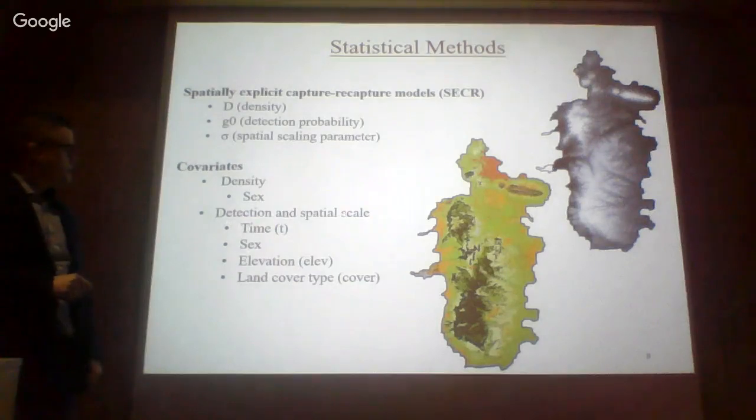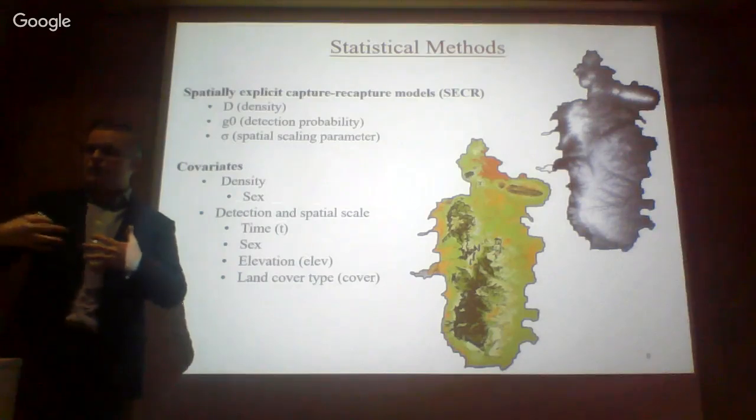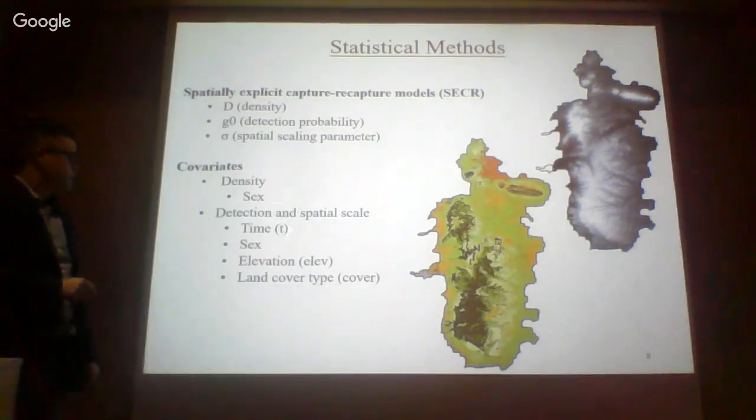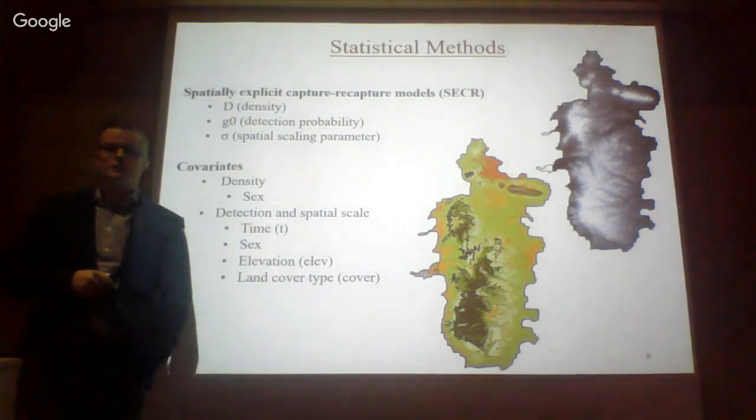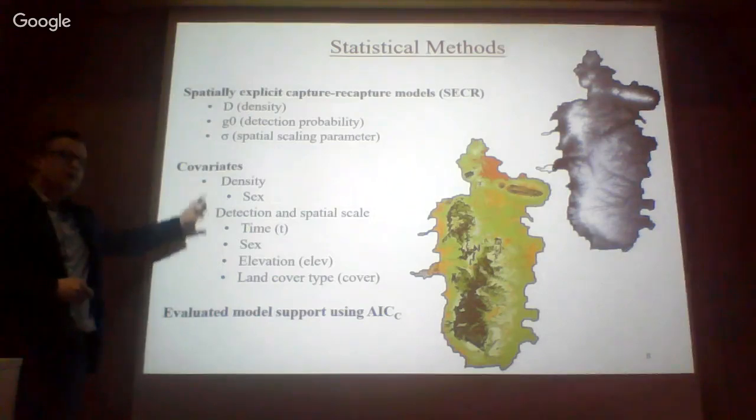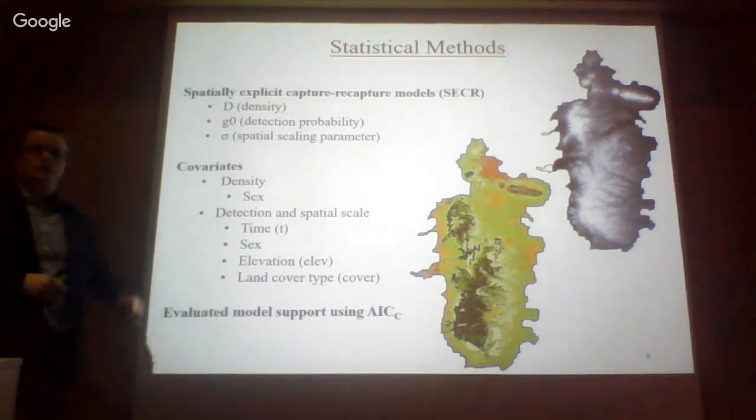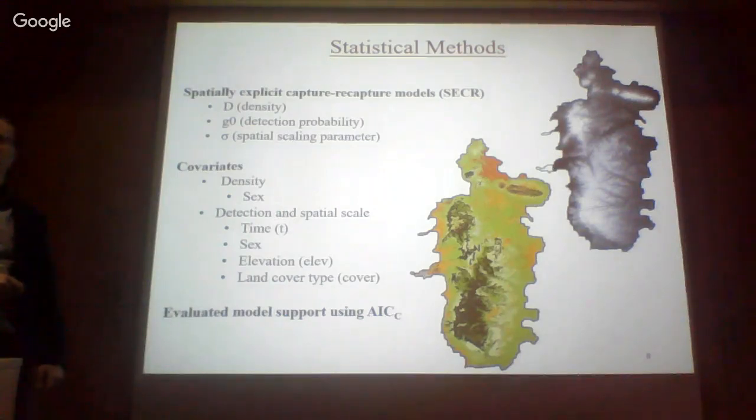And then we thought that our ability to detect individuals, as well as how that spatial gradient decline might be influenced by just time across the summer as well as the individual sex. And then elevation or land cover type, which we tried to use as a proxy for the distribution of bear fruits across the landscape. And then combinations of the covariates represented different hypotheses, different models, and so we evaluated the support for each model using an information theoretic approach called AICc.